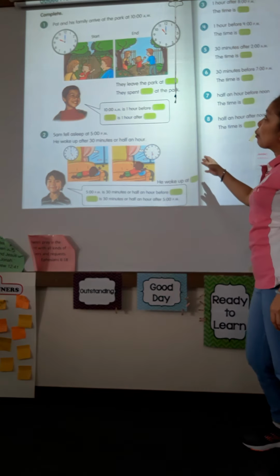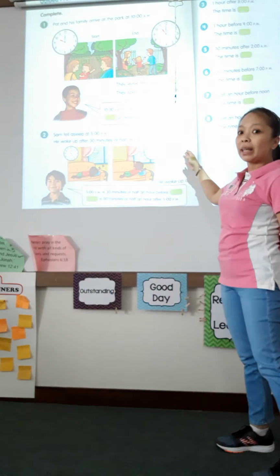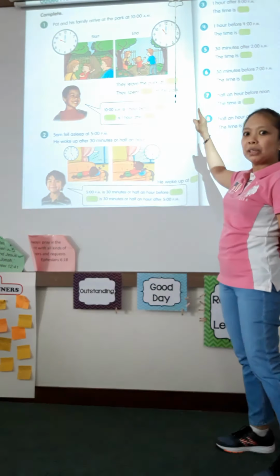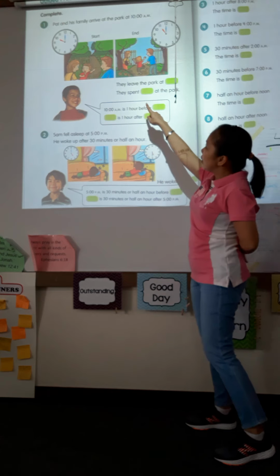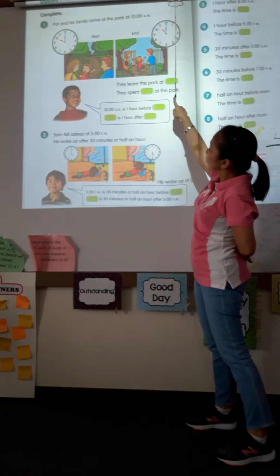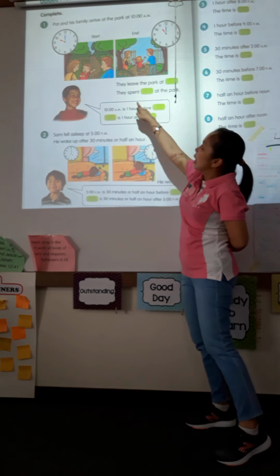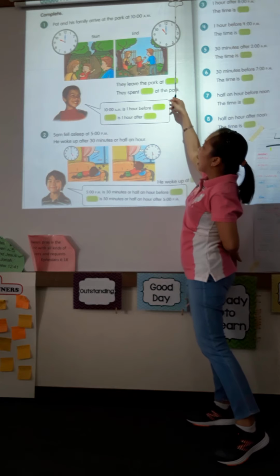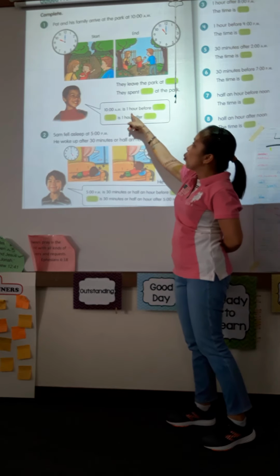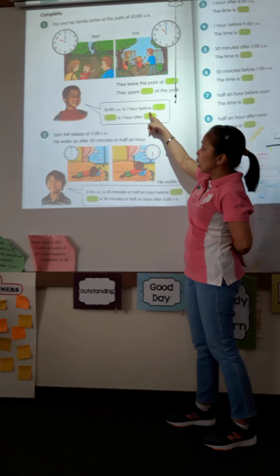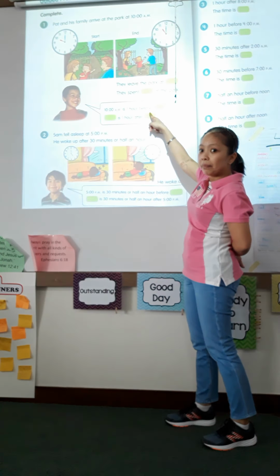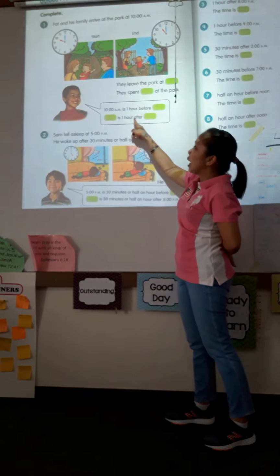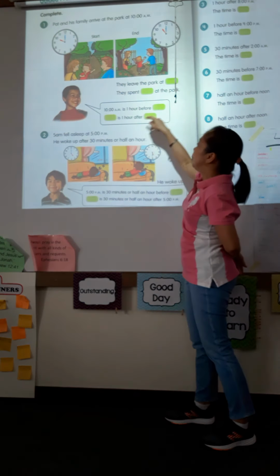Pat and his family arrived at the park at 10 o'clock a.m. They started at 10 o'clock and ended at 11 o'clock a.m. So they leave the park at what time? 11 o'clock. They spent how many hours at the park? They spent 1 hour at the park. So 10 a.m. is 1 hour before, what do we write here? 11 o'clock. And then 11 o'clock is 1 hour after, good job, 10 o'clock.